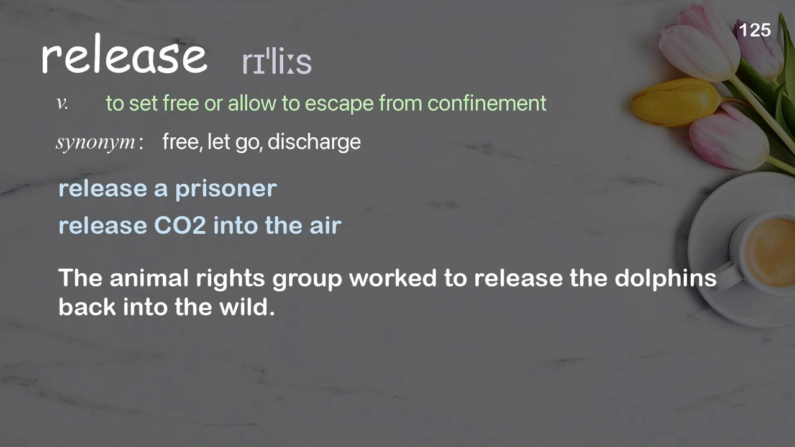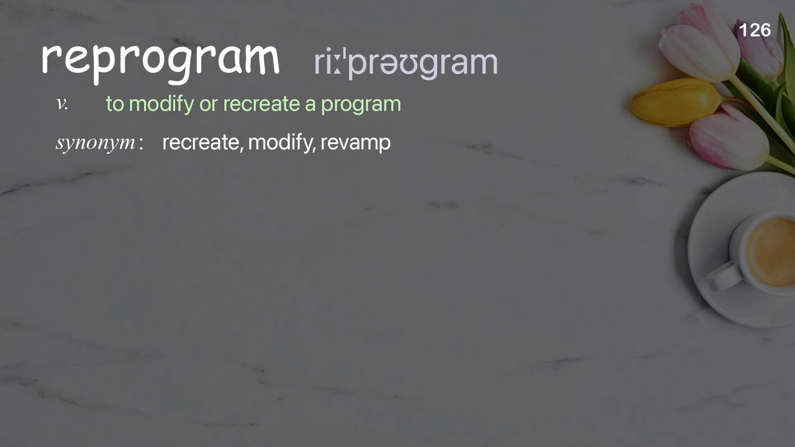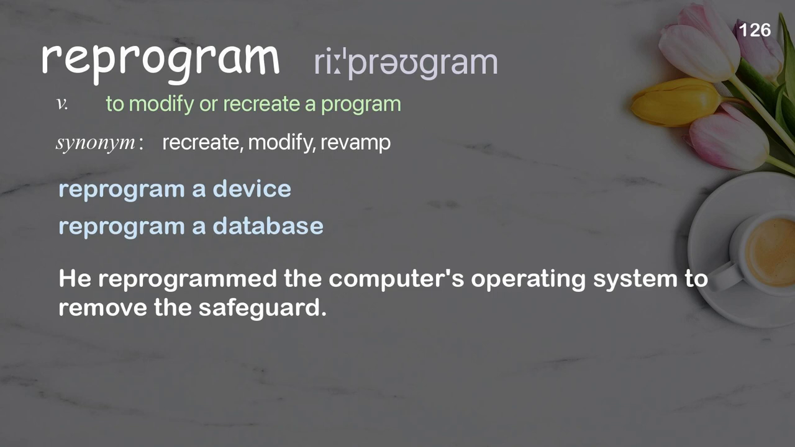Reprogram: to modify or recreate a program. Examples: reprogram a device, reprogram a database. He reprogrammed the computer's operating system to remove the safeguard.